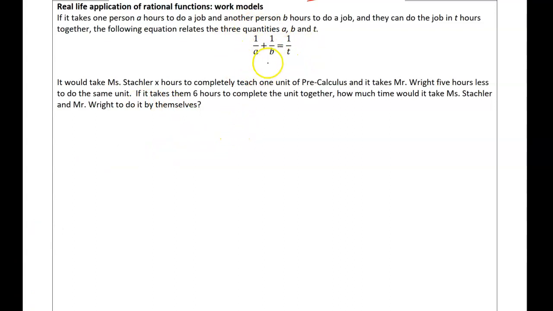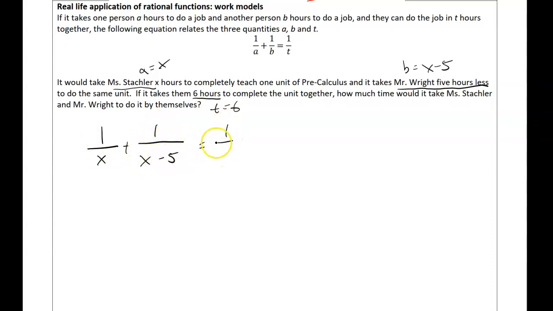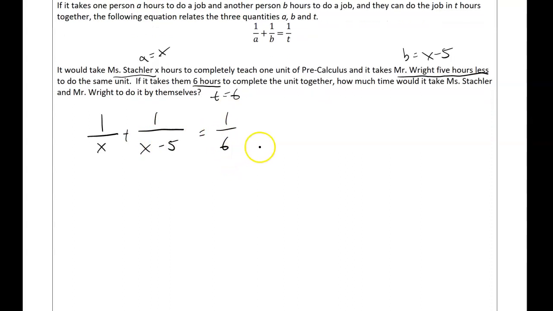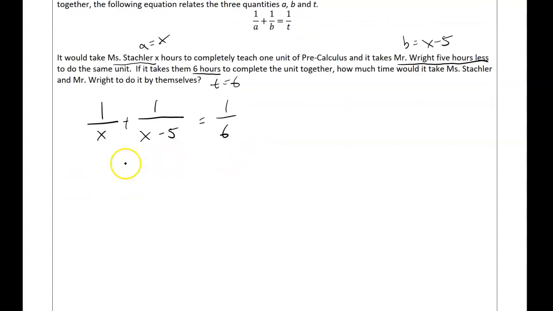So A and B are the hours it takes individually, right? So Stackler is going to be A. That's going to be X hours, and then 5 hours less for me would be X minus 5, that would be my B, and then T would be 6. So my equation then would be 1 over X plus 1 over X minus 5 equals 1 over 6. All right. Now, all we have to do here is get a common denominator and add these.